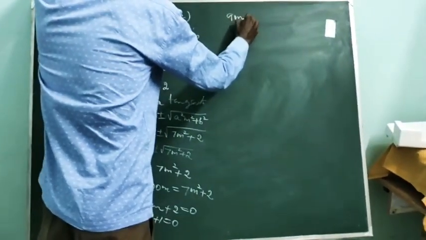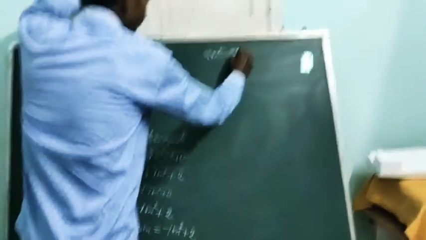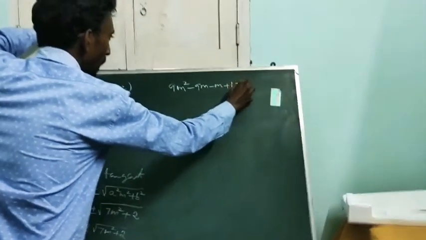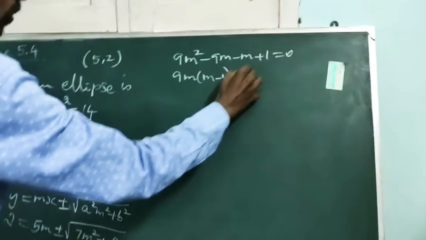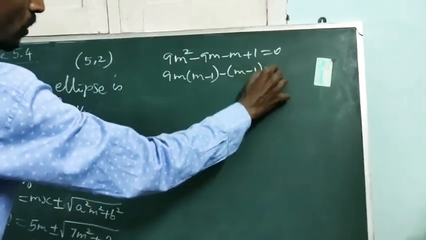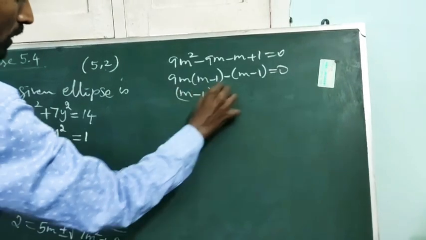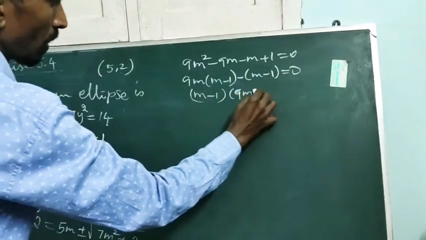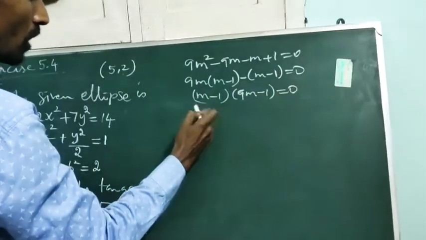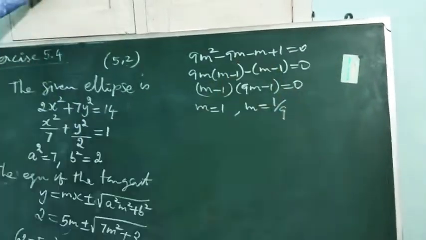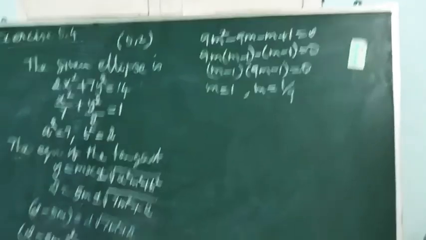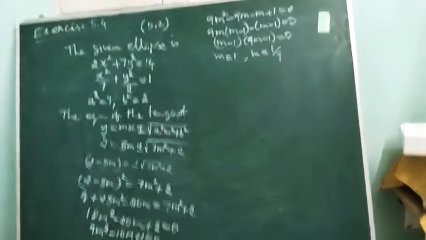Factorized as 9m square minus 9m minus m plus 1 equal to 0. So 9m into m minus 1, minus 1 into m minus 1 equal to 0. So m minus 1 into 9m minus 1 equal to 0. M equal to 1 or m equal to 1 by 9, to get two values for m. So our aim is to find out two tangents. Okay. If you put the value here, we get four equations.